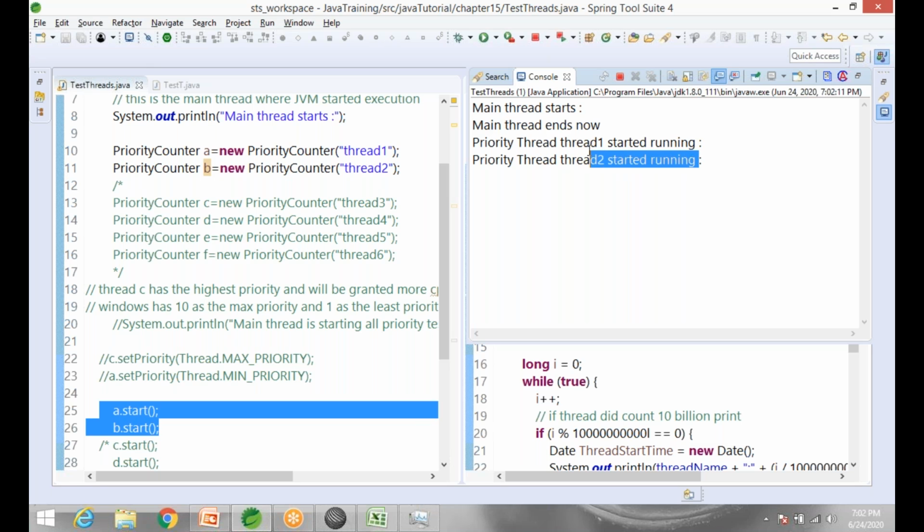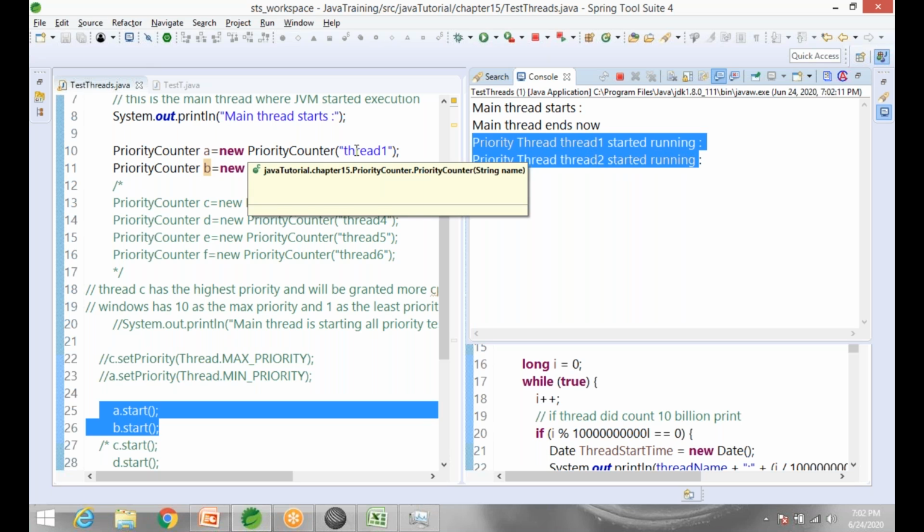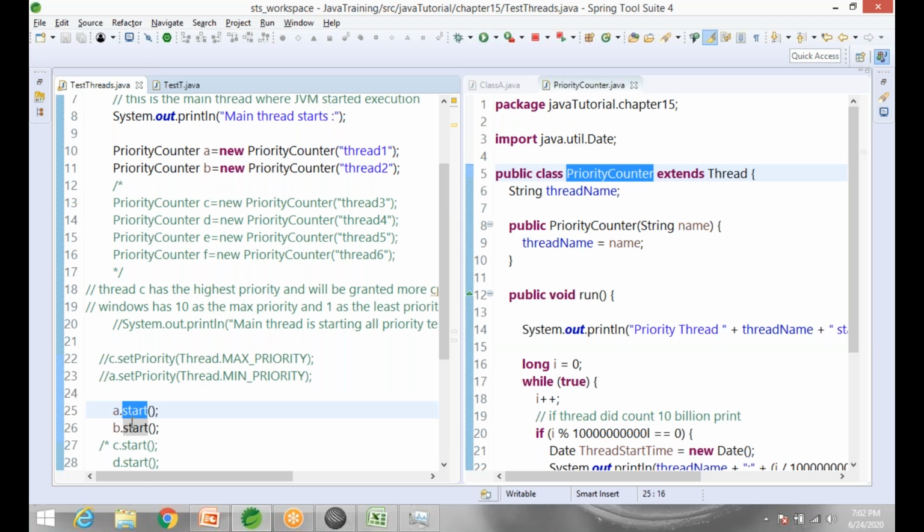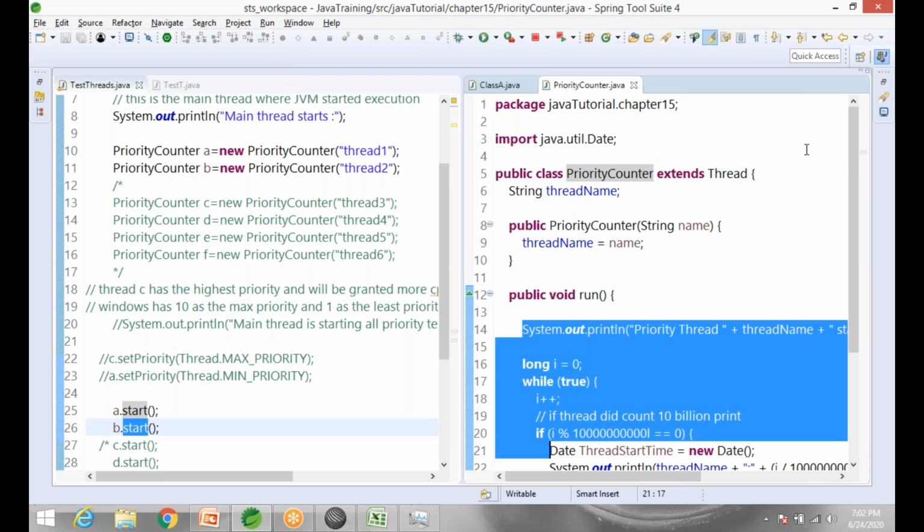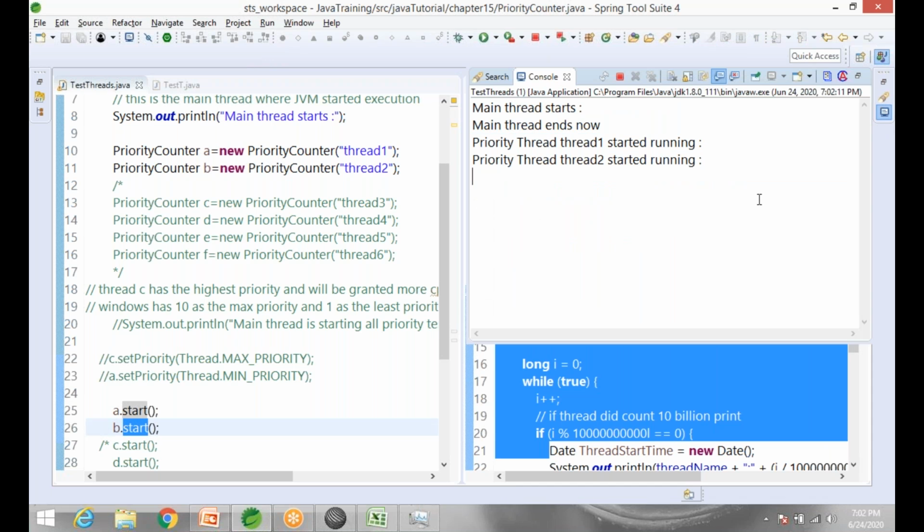Okay, thread 1 started and thread 2 started. I named them: the variable A object is named thread 1, and variable B is named thread 2. When you say start on each of the objects, basically they both go into this loop of counting up to 10 billion. Now look at how fast they both count, how soon they count to 10 billion.